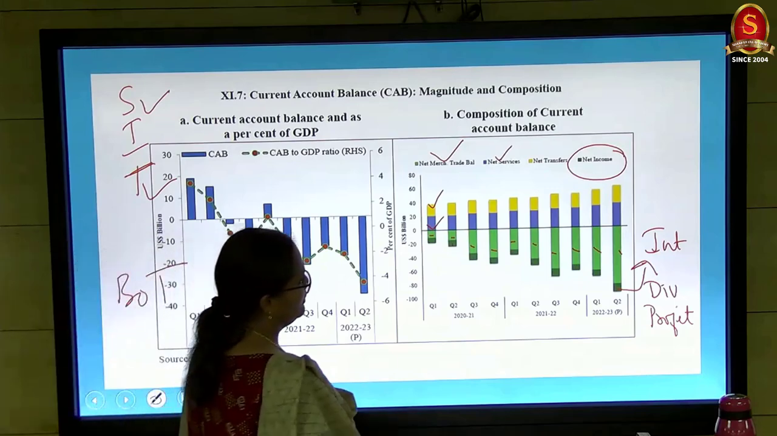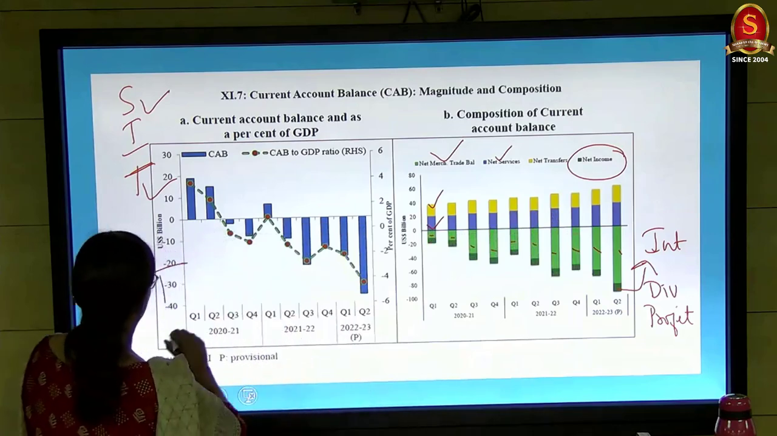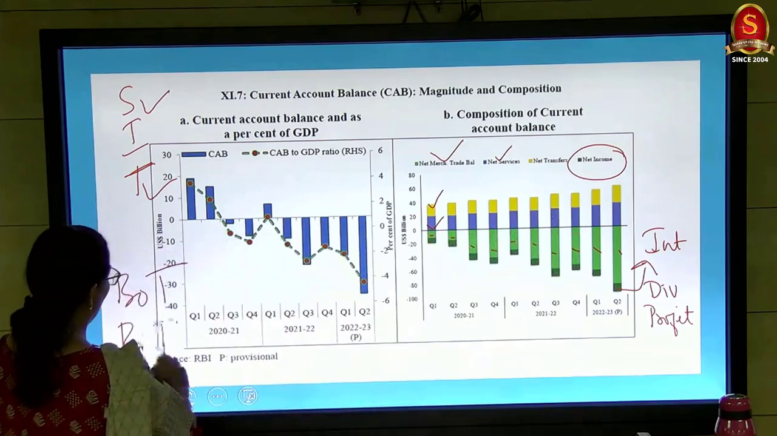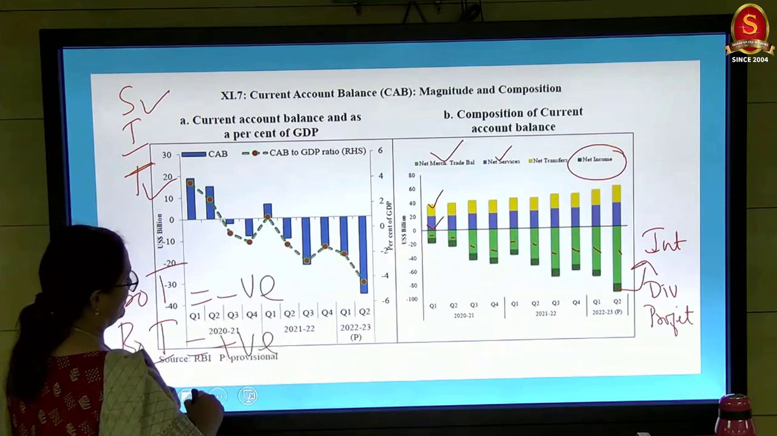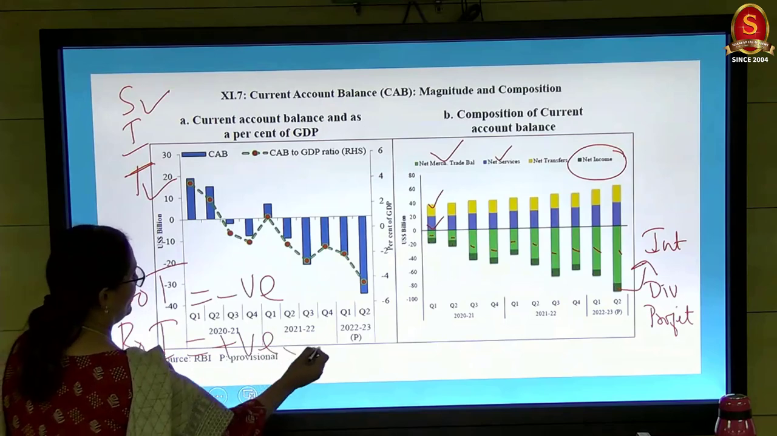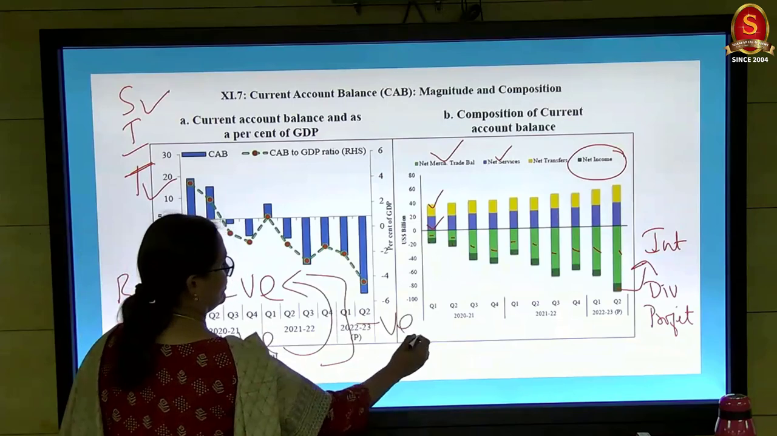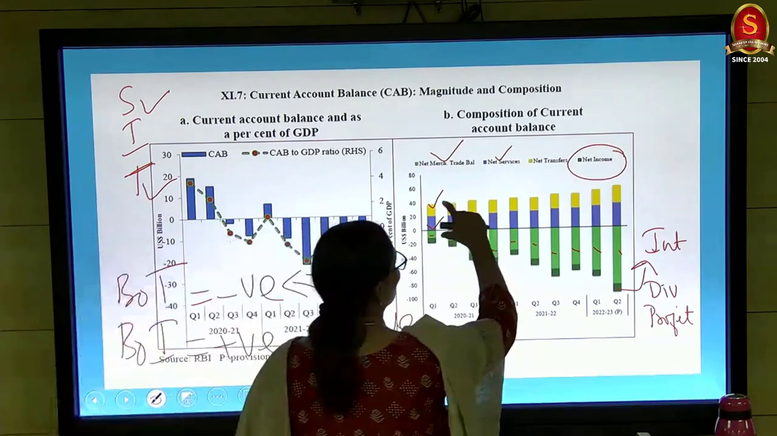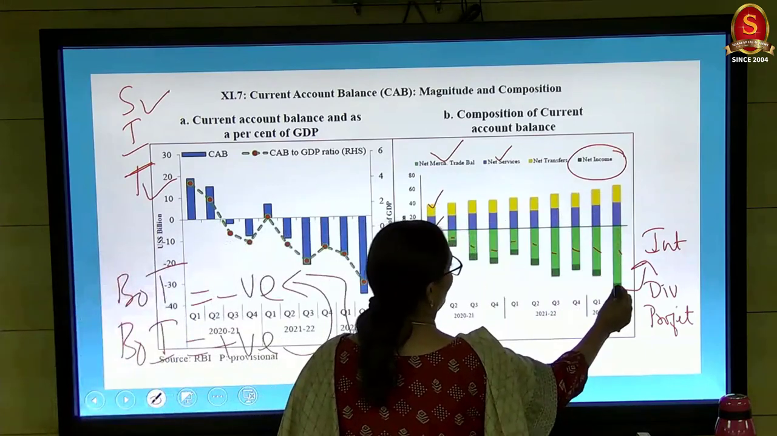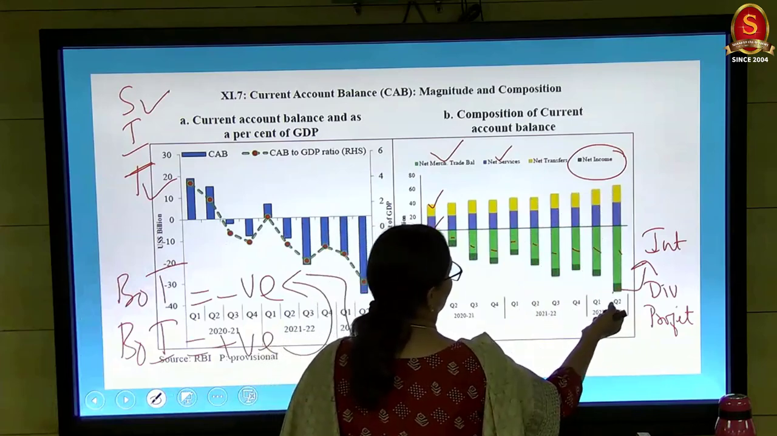But BOI overall will be positive. BOT will be negative. This positive will not be able to cover this negative, which is why overall it results in negative. My problem is they have put two items of services on the top and one small item of that services on the bottom, because that is on the negative side.